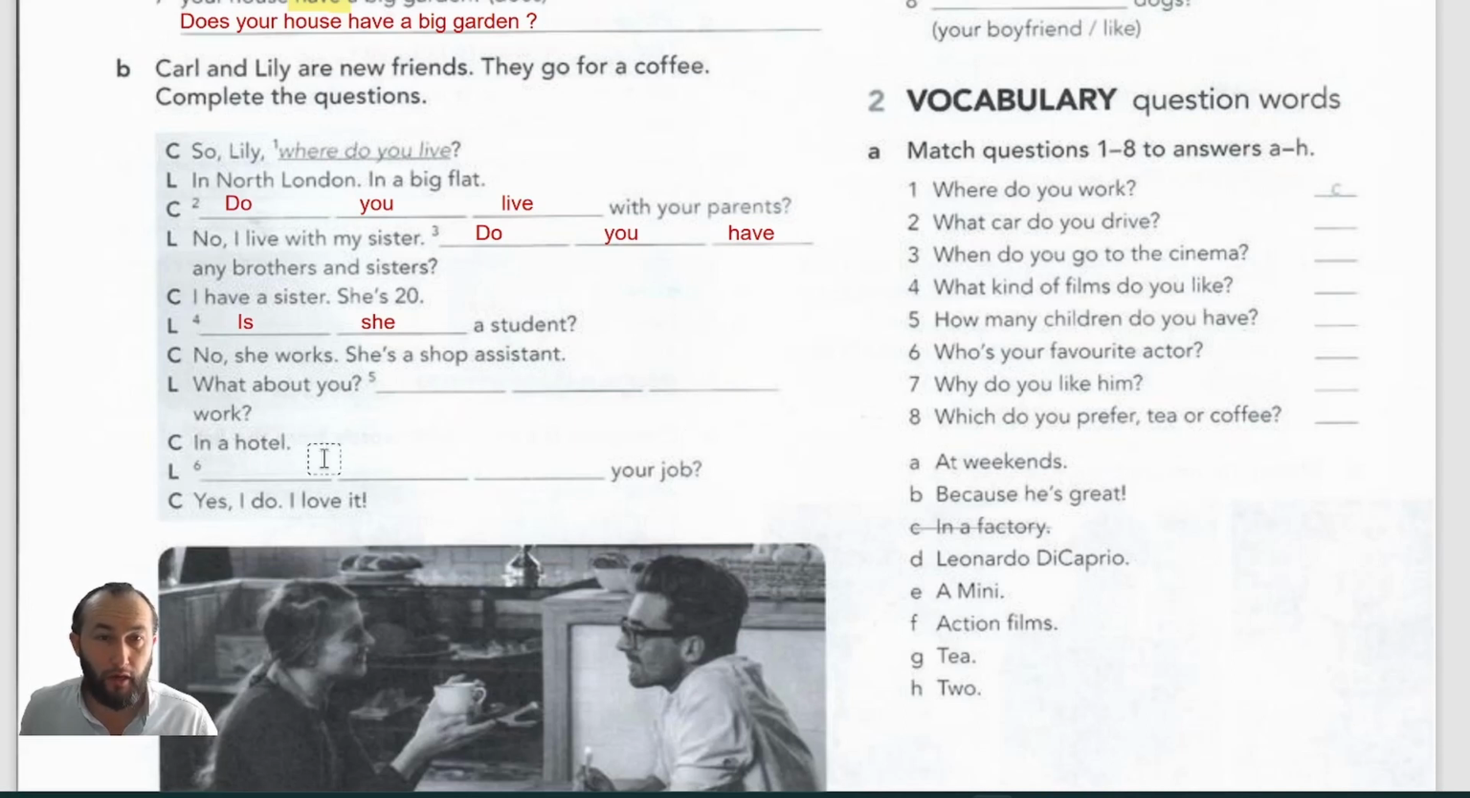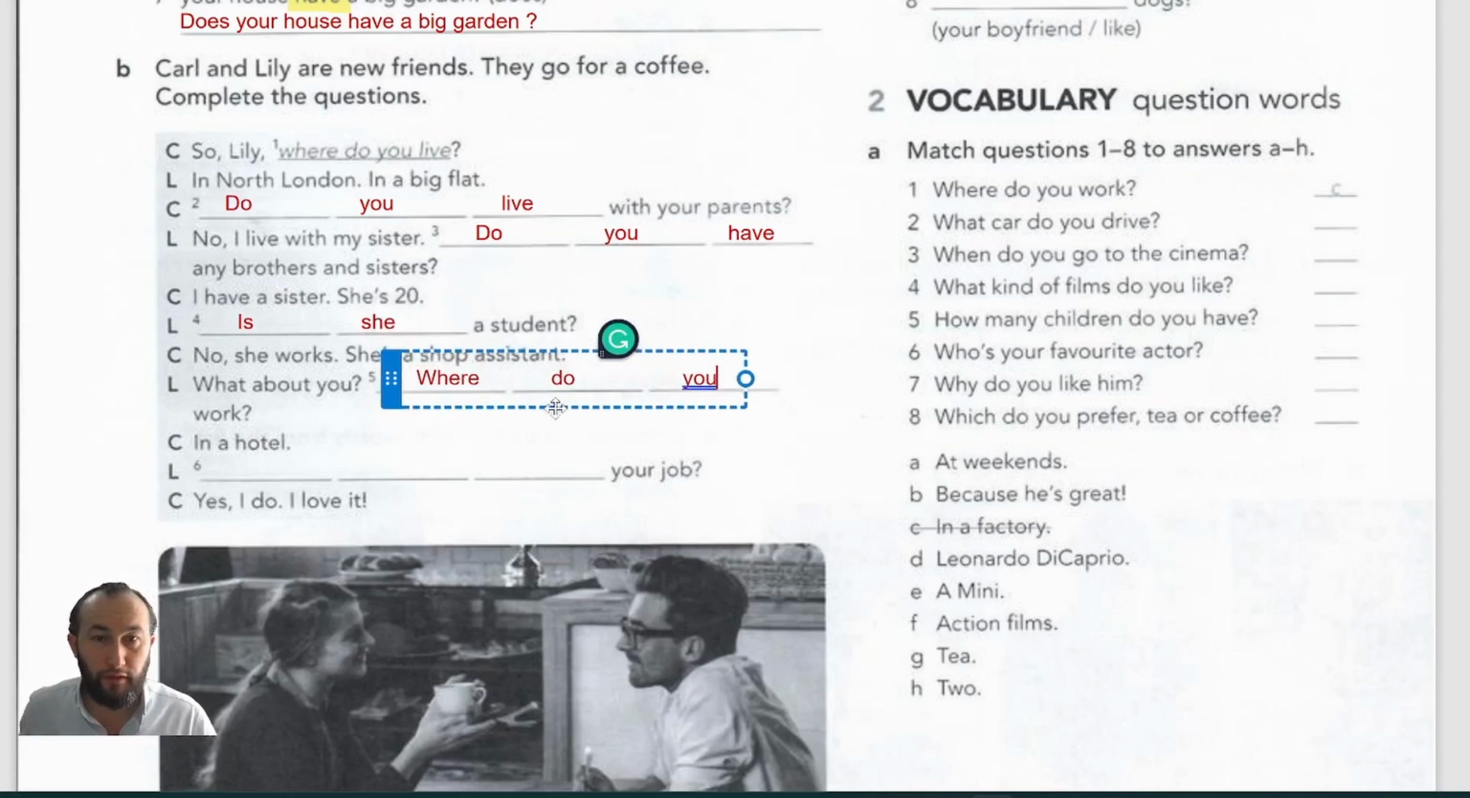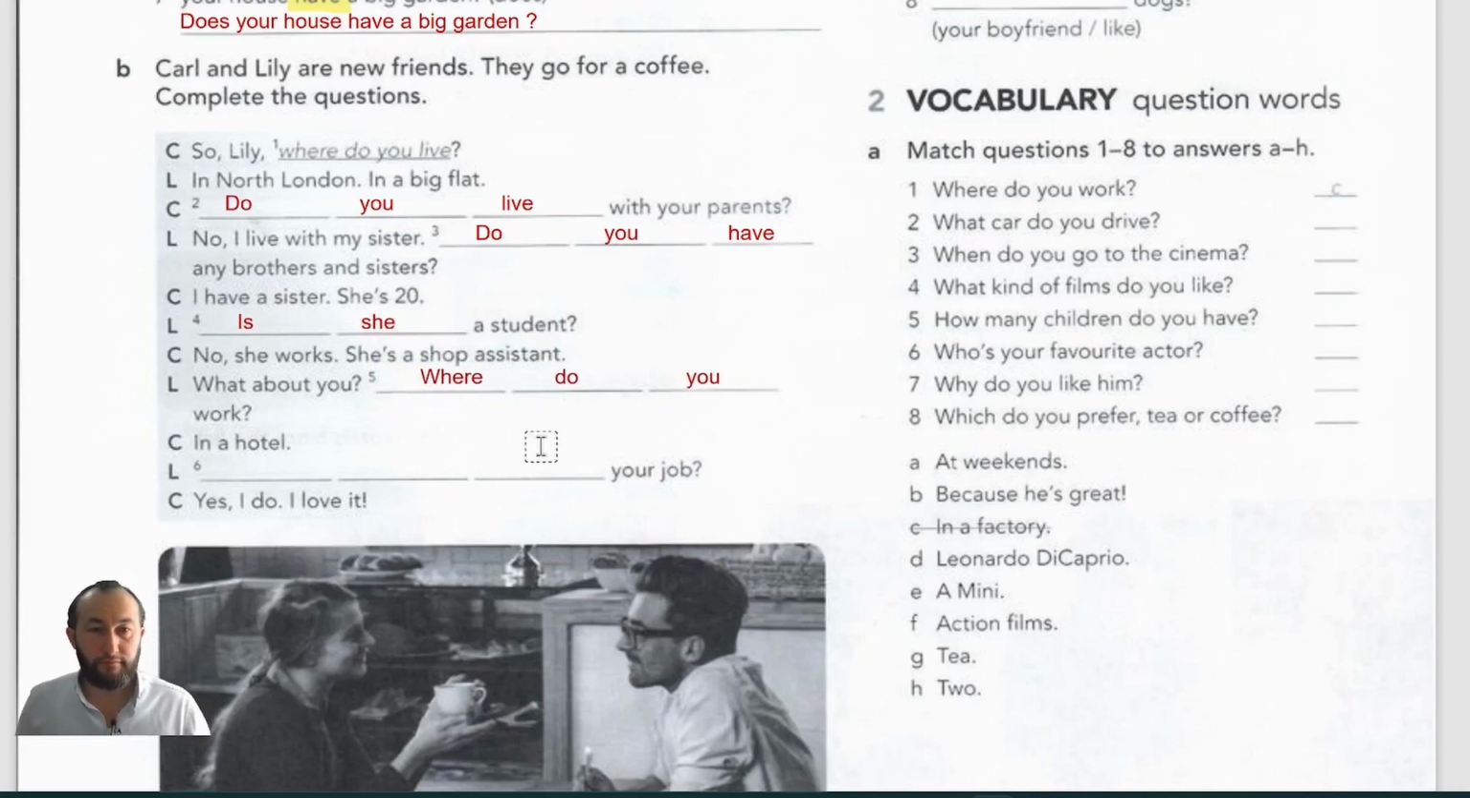Blah, blah, blah, work in a hotel. In a hotel. In a hotel is a place. So the girl is saying, where do you work? So we're going to put here where, place. Where do you work? You see? The girl is asking, where do you work? Yeah? Carl is saying in a hotel.